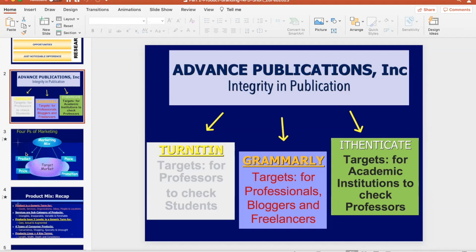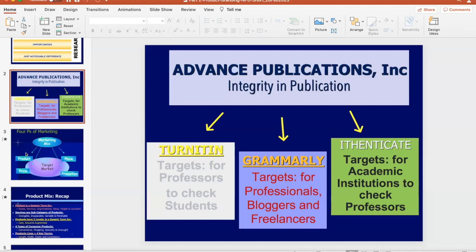The more you do this, the closer you get to customer satisfaction. But the more you do this, the more you develop more brands. So if you look at this company, Advanced Publication or Turnitin, how many products did they have 5 years ago? They had one. How many products did they have 3 years ago? One. And then they added Grammarly and then Authenticate.